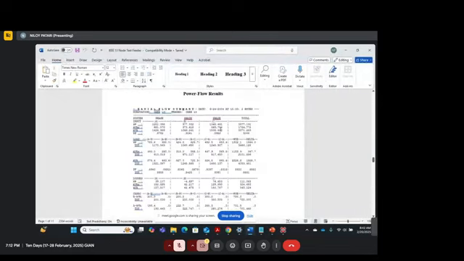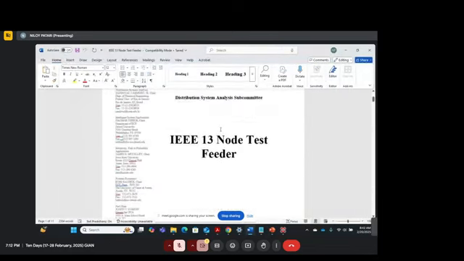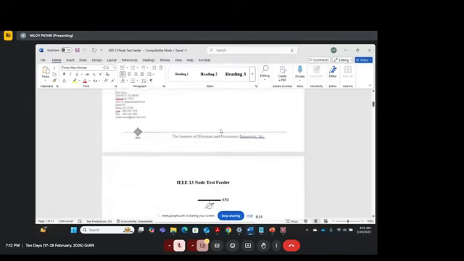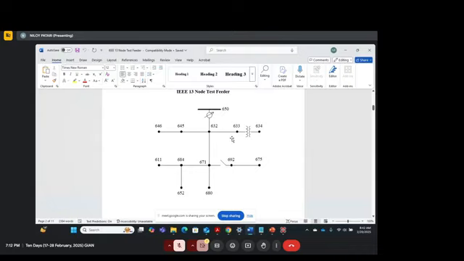It looks like a docx file, like a Word file, and it shows how each of the nodes are connected. This is the basic 13 node system. It's a highly unbalanced system, and bus 650 is the substation node, and then you have a voltage regulator. This voltage regulator boosts up the voltage, and then it is connected to different nodes. Then you have 632, 633, 634, and all of this.